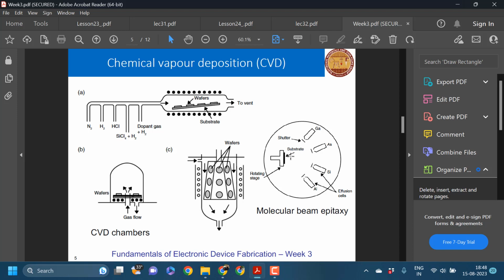So molecular beams will be used for forming the film. That is why this is known as molecular beam epitaxy. And it is a highly controlled process. We can control the amount of dopants that are deposited and also the number of atoms that are actually deposited. So I hope that is clear. That is etching and deposition. That was the first lecture.